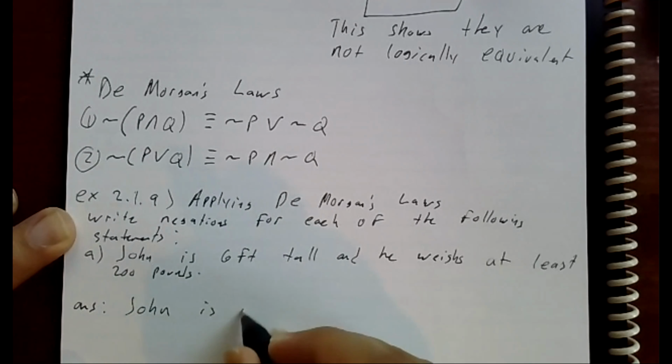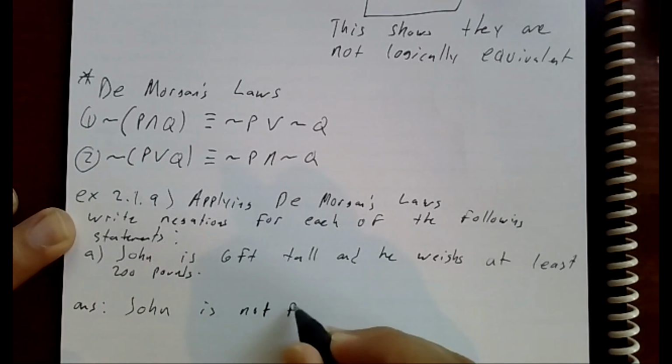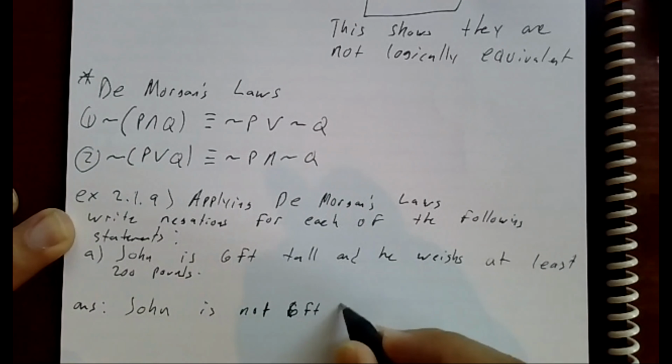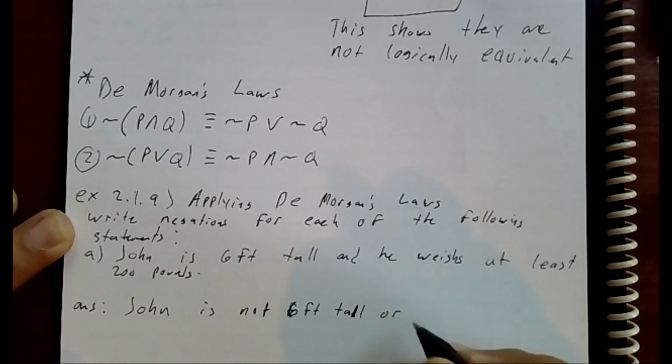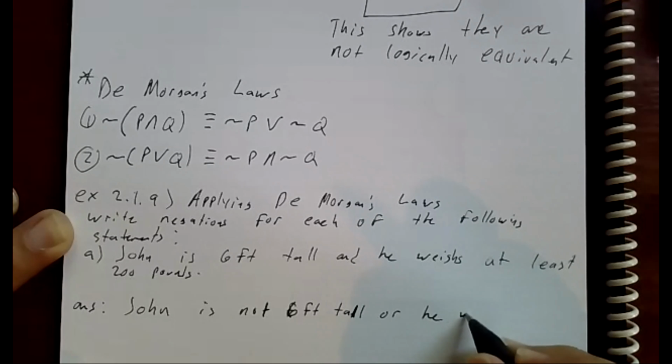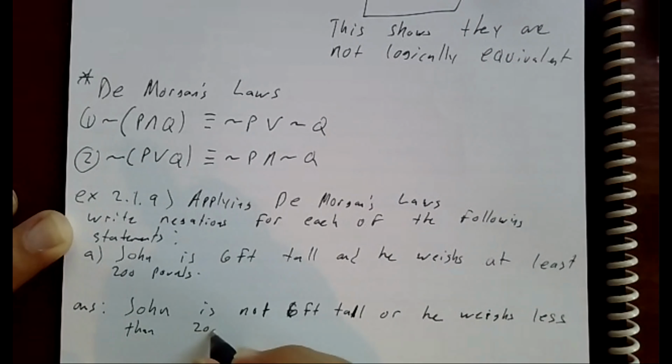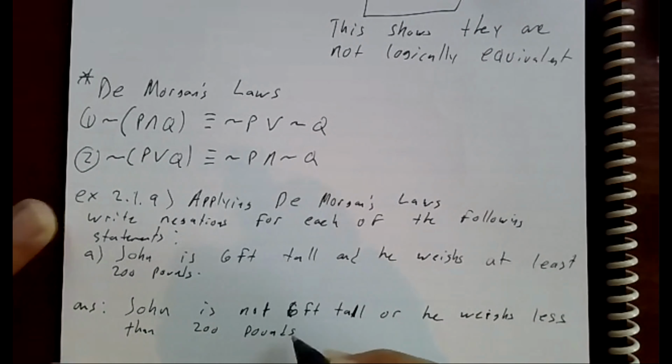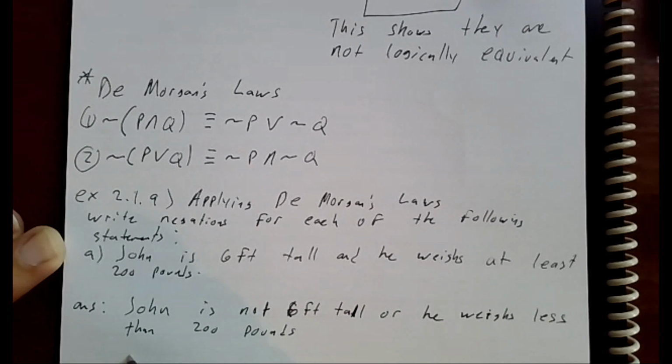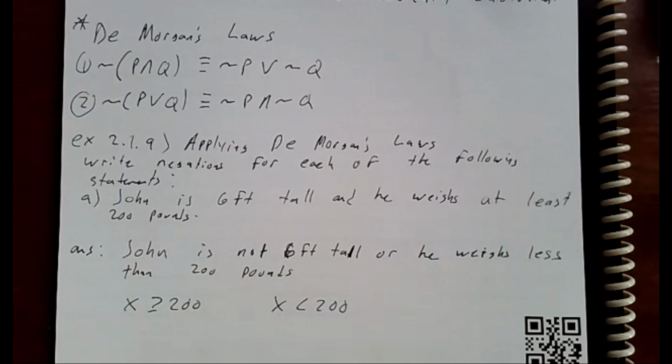So the solution would be John is not 6 feet, or he weighs less than 200 pounds. So just a little side note. Originally it was saying this, right? Negation would be this, in math symbols. In English, it'd just be that.